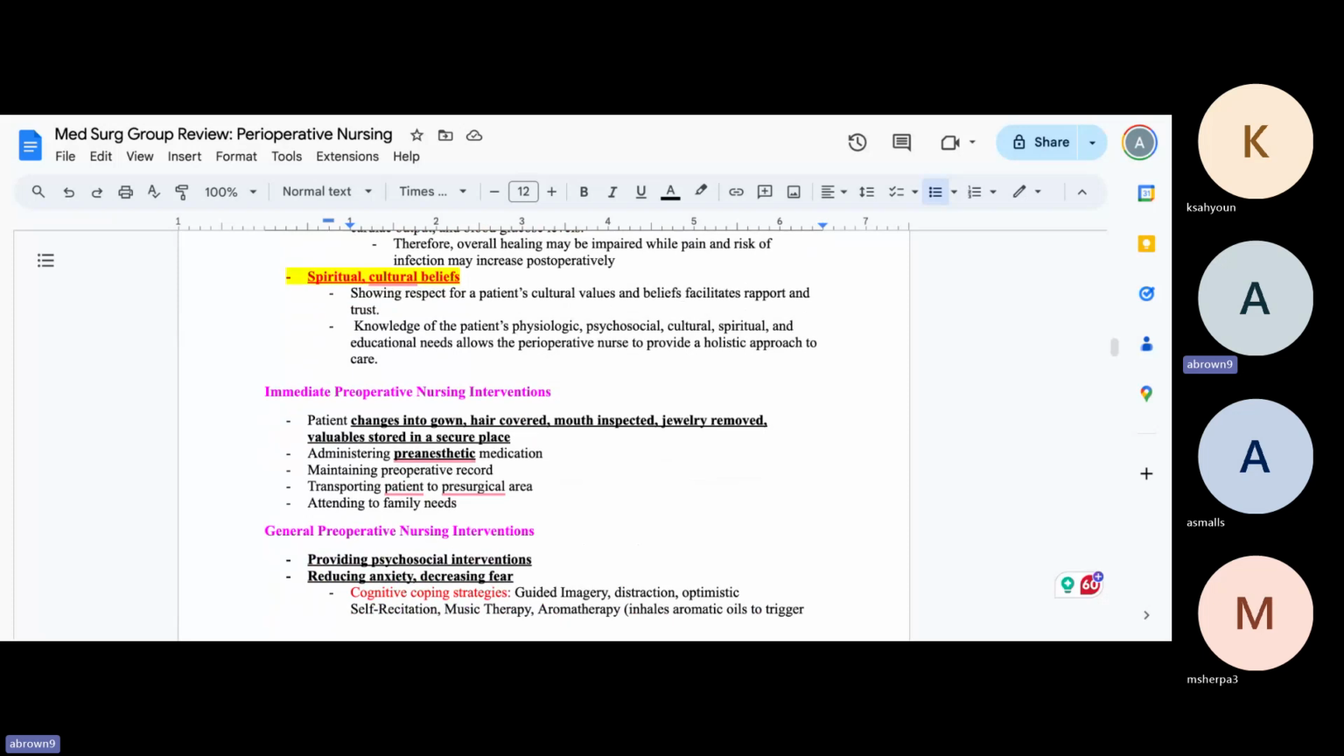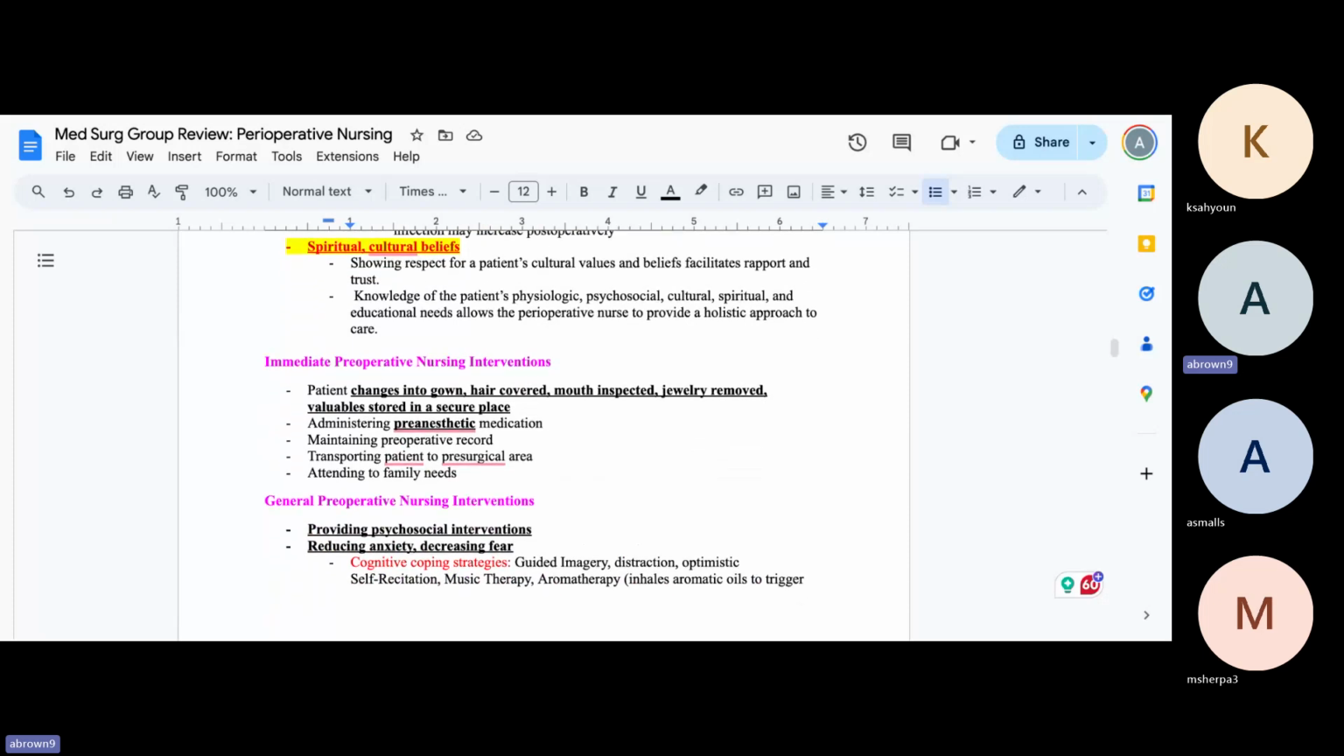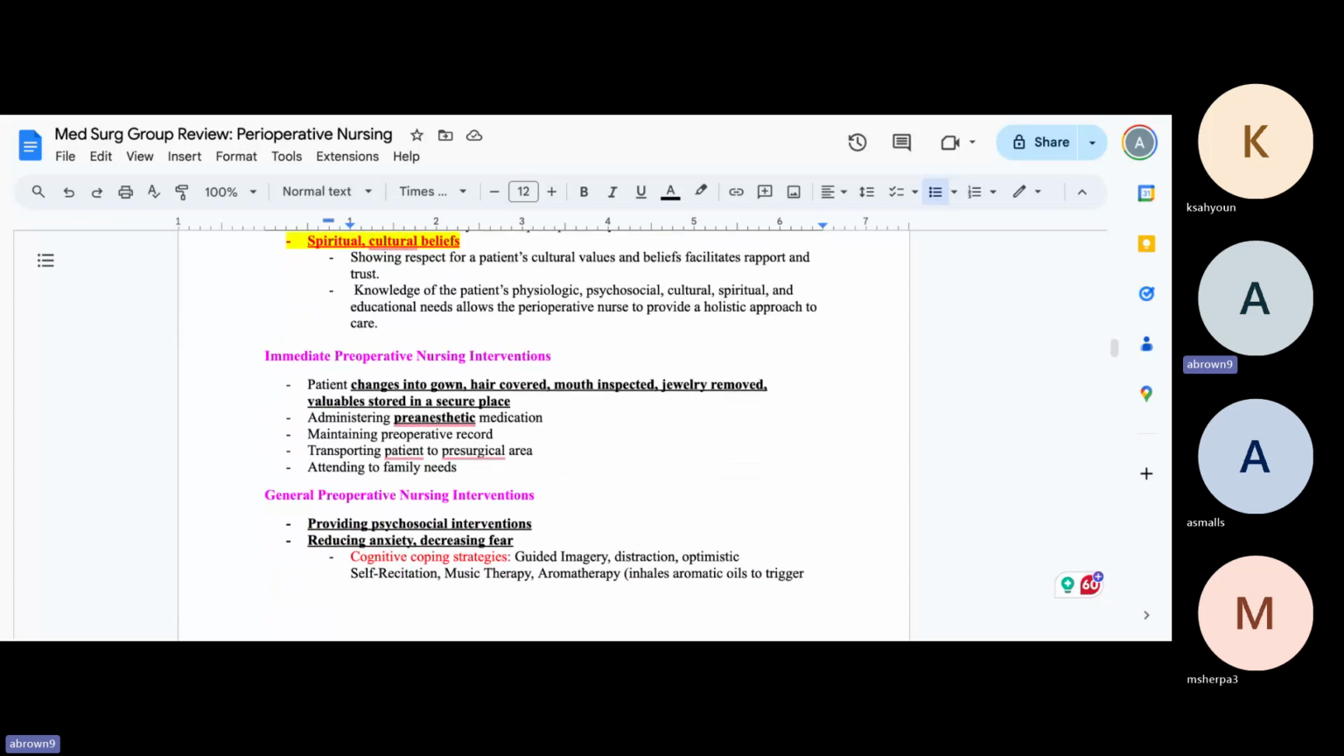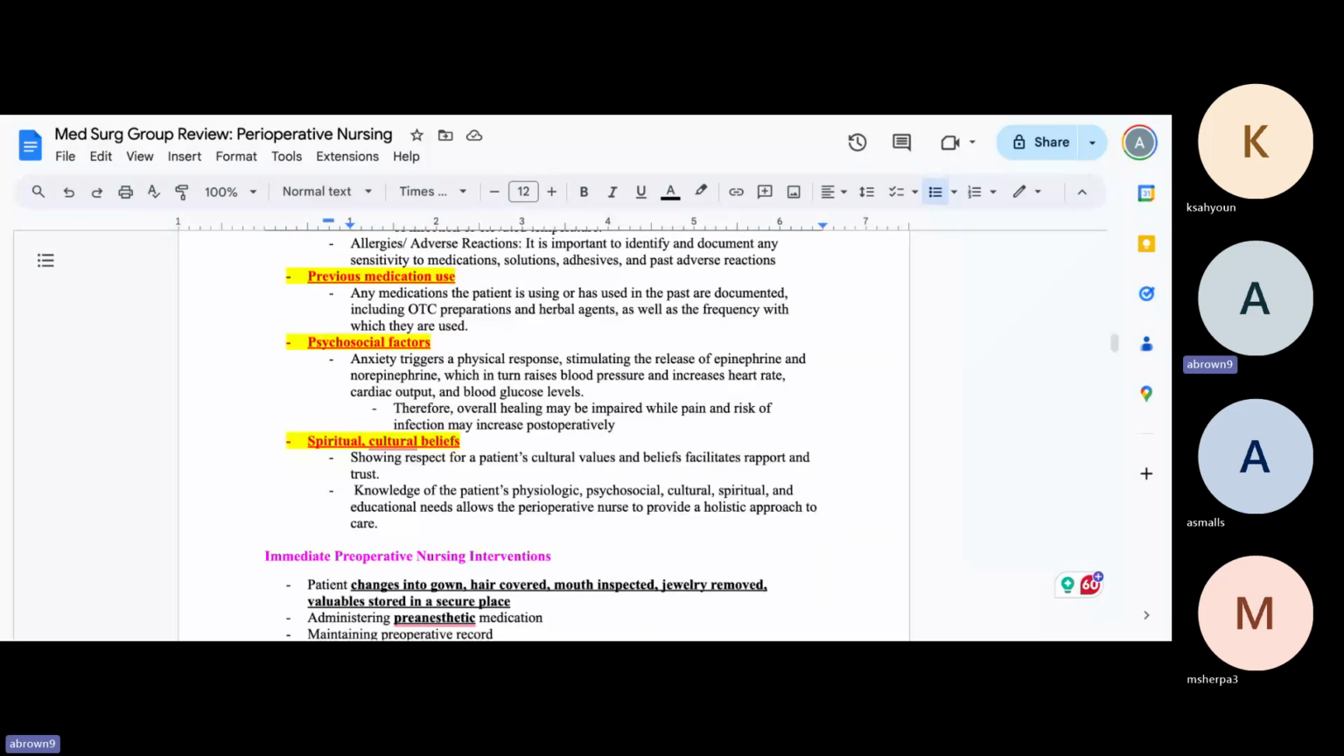And then you also want to assess their spiritual, cultural beliefs. Showing respect for a patient's cultural values and beliefs facilitates rapport, which means like a relationship with them, and trust. Knowledge of the patient's physiologic, psychosocial, cultural, spiritual, and educational needs allows the perioperative nurse to provide a holistic approach to care, which means like an individualized approach to care. All right, do you guys have any questions with any of these?